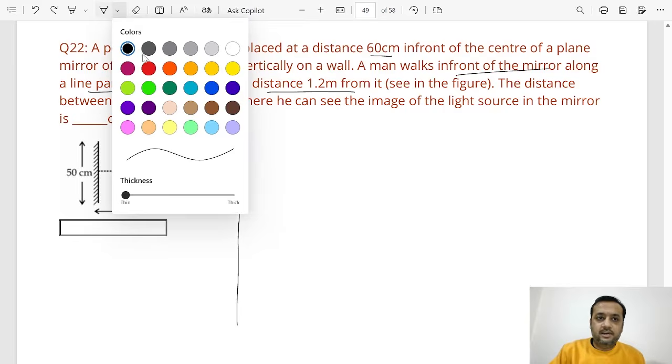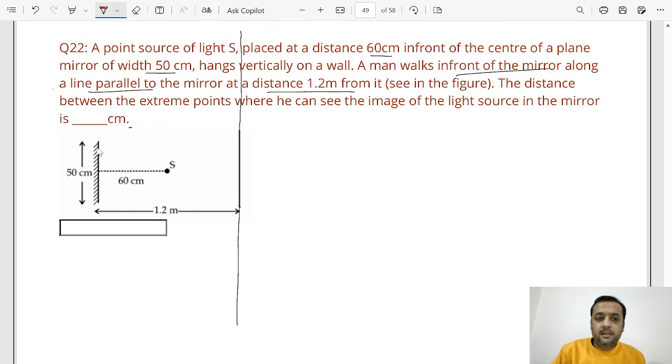So what is the question? Let's first understand the question. This is a point source. Now this image of this source will be formed somewhere over here, like S dash. Now there's a man walking on this line. So on how much distance can he see this image? Now see, it's a very simple concept of field of view. This light, if it strikes, it will go back. This light, it will go back. This light, it will go back.